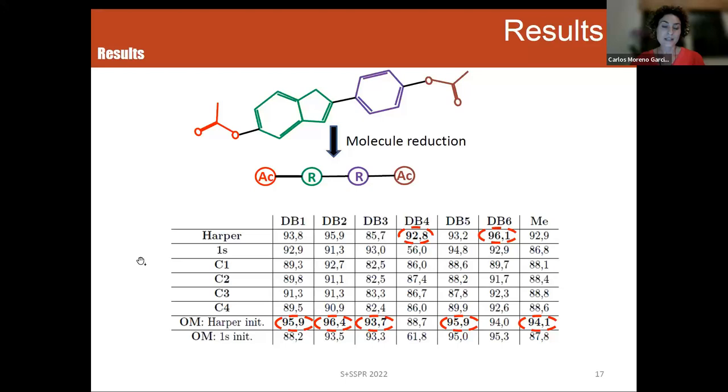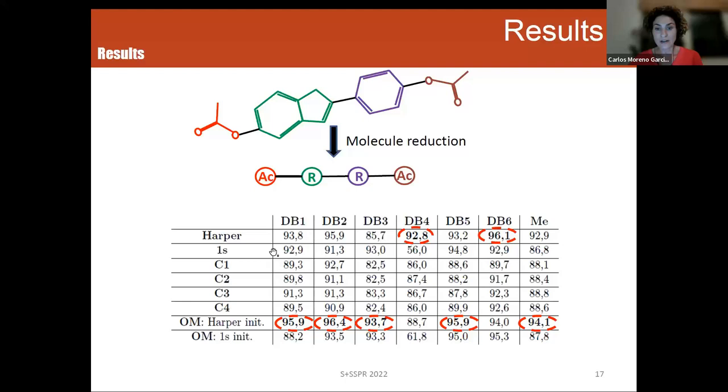We compared the results we obtained with other algorithms that have been published. These first rows are methods that only consider the graph edit distance. They do nearest neighbor using the graph edit distance, the first one using the costs imposed by the author Harper, and they obtained very good results. Then we did the same, but instead of applying their costs, we put all the costs to one. As you can see, the values are a bit lower, but they are good as well.